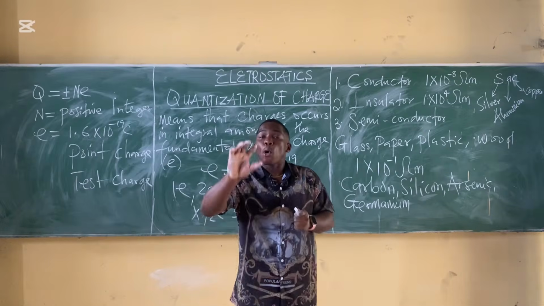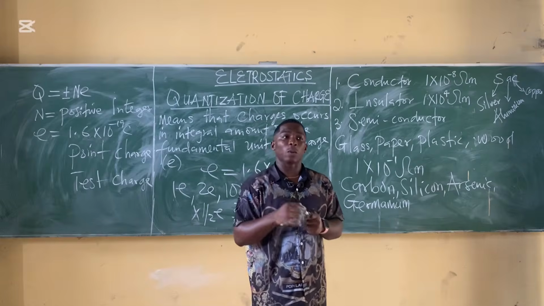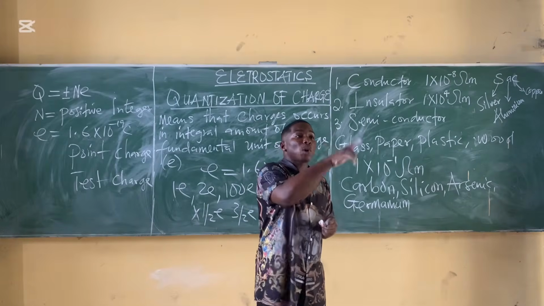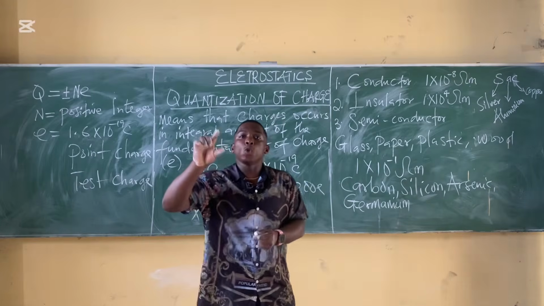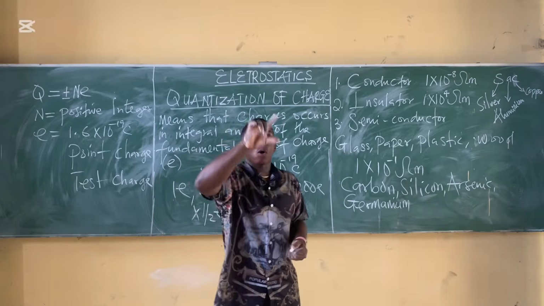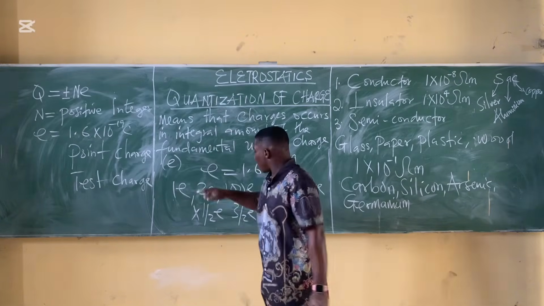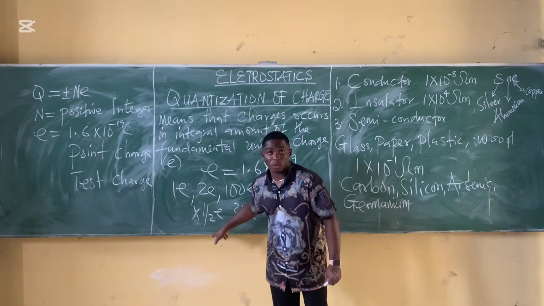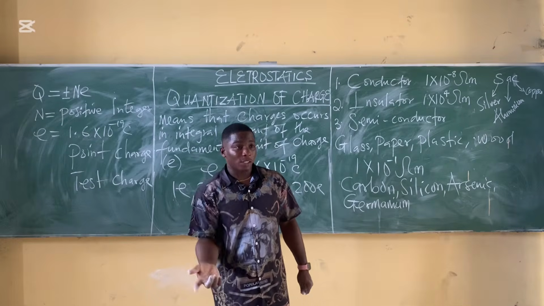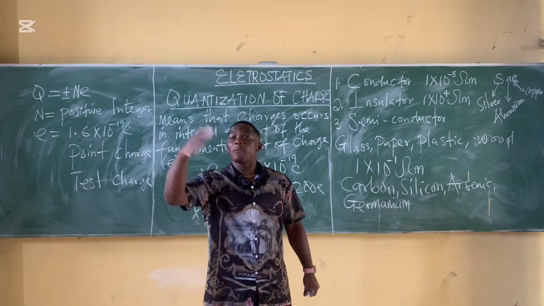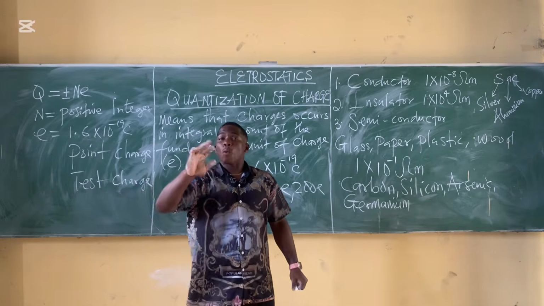Point charges can be positive or negative. Please take down. A point charge can be positive or negative. The charges used to describe Coulomb's law are called point charges. Point charges cannot exist as fractions. In Coulomb's law, the charge we are talking about is called a point charge. But in electric field intensity, electric potential, the charges we talk about there are called test charges.